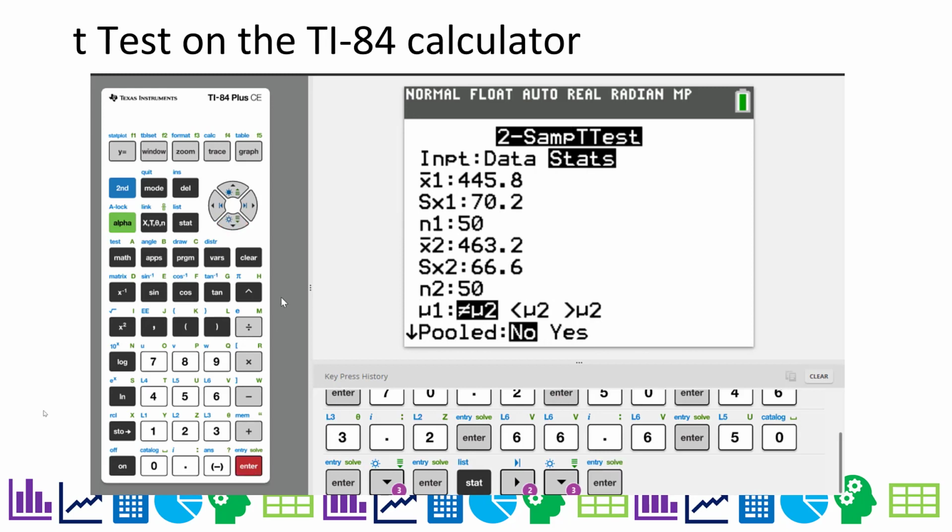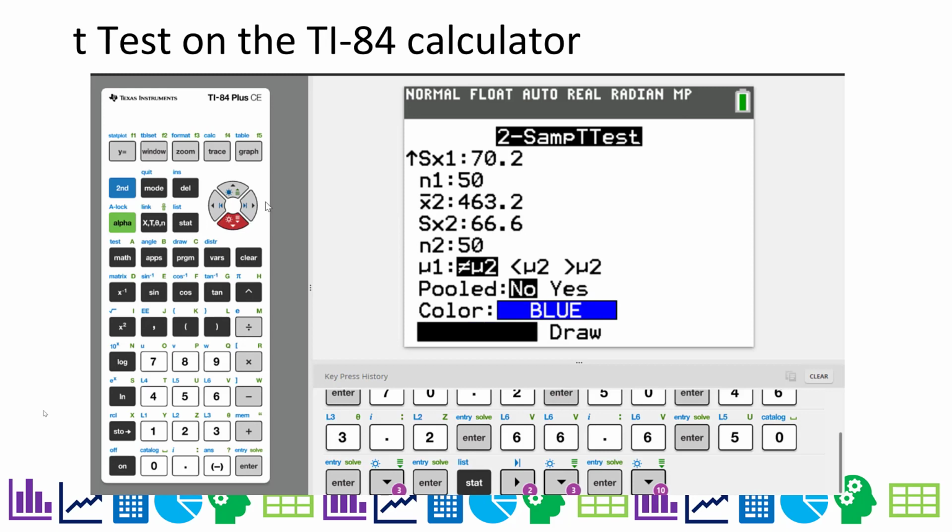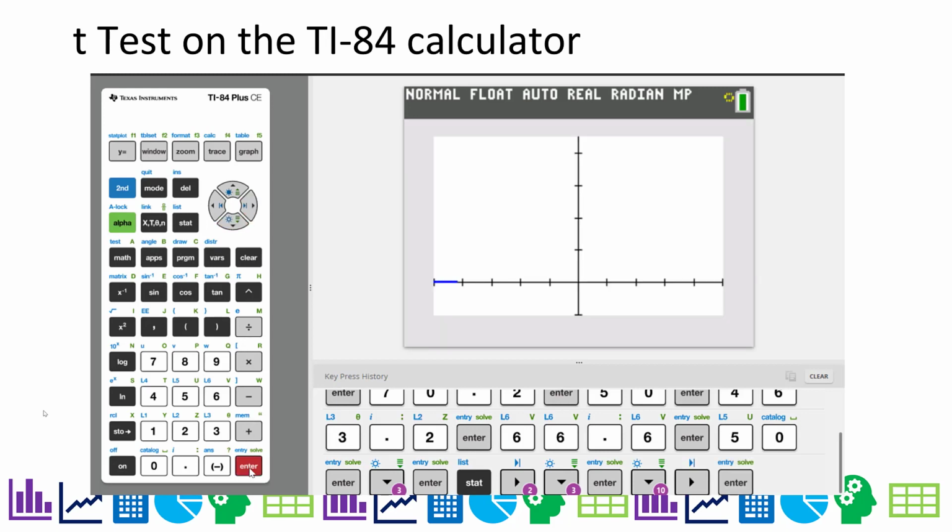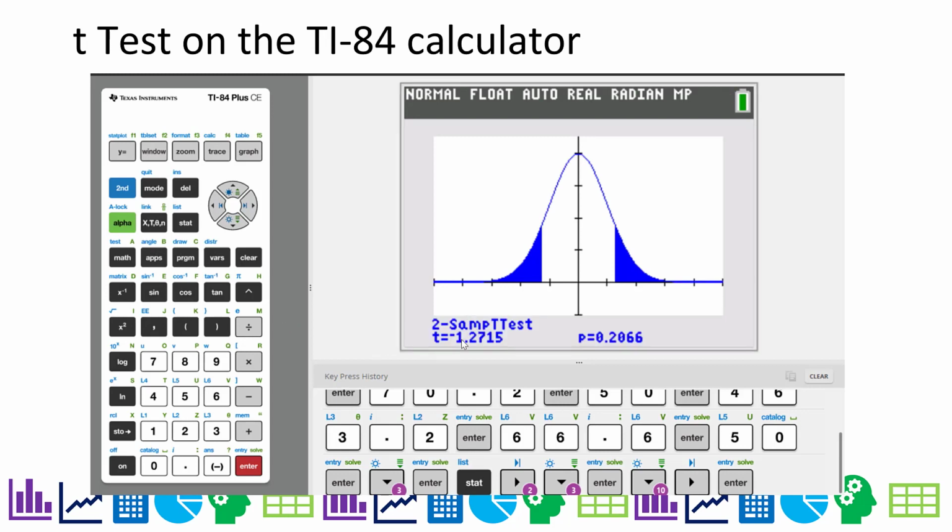One cool thing, and I didn't mention it on these tests: if you do a two-sample t-test, another option, not required, but if you're looking for a picture, it's very cool. Instead of hitting calculate down here, you can actually hit draw. You can also do this with normal CDF, and it shows you a picture. 2-SampTTest, there's your test statistic and your p-value. The only thing this is missing is the degrees of freedom, so you want to be sure to include those three things in this part of the problem.